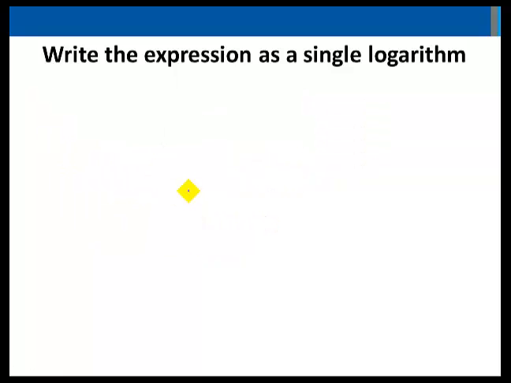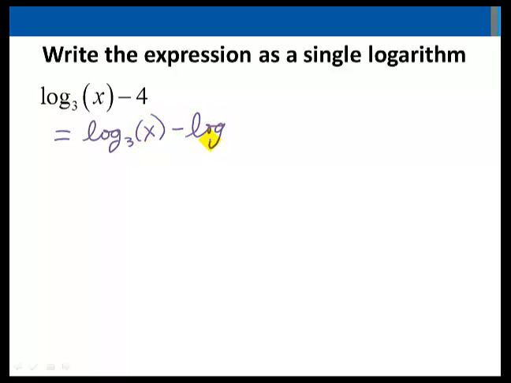Next, let's write another expression as a single logarithm. This time we have log to the base 3 of x minus 4. So I want to write 4 as log to the base 3 of something. So I have log to the base 3 of x minus log to the base 3 of whatever we get from 4. So what do we get? Well, we want 4 to equal log to the base 3 of something, I'll call it a question mark. And this is the same as saying 3 raised to the power 4 equals this question mark.